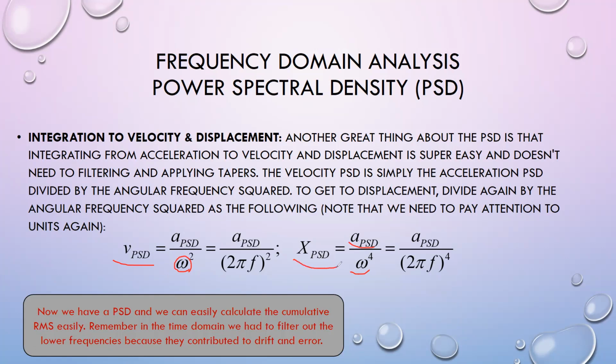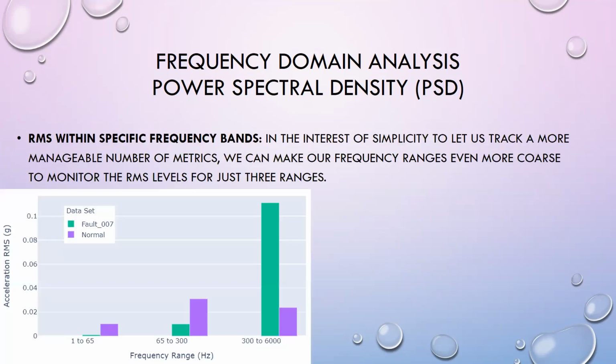So you don't need any modification. You don't need to use any filter or any taper to calculate the displacement and velocity. And you can directly, without any integration, calculate the displacement and velocity. So usually, if you want to find the velocity and displacement signals, you can use the frequency domain analysis because it's easier and you can directly find the displacement and velocity.